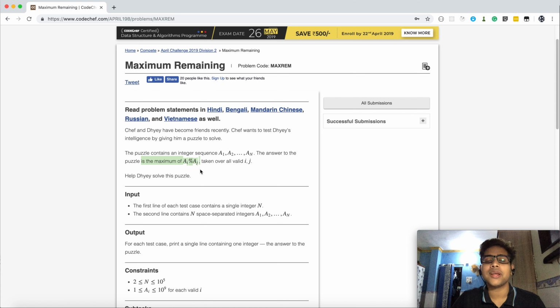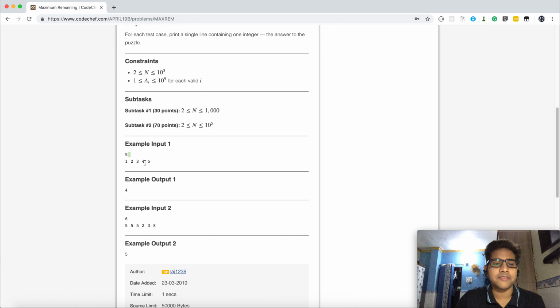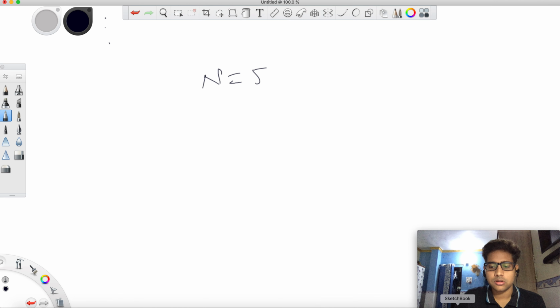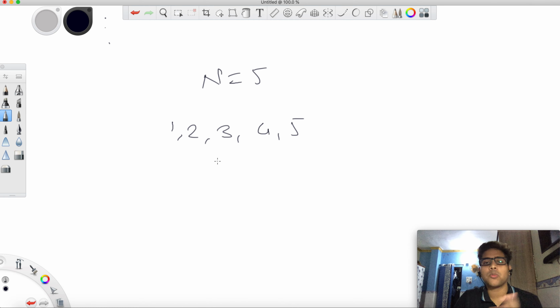Now let me try to explain this using a diagram on this tool. Let's say n is equal to 5. Let's take the example from the Codechef page itself. N is 5 and those 5 numbers are 1, 2, 3, 4, 5. So what do you think is the approach? How do you approach this question? One easy approach is to check all possible pairs and see which pair gives the maximum output.